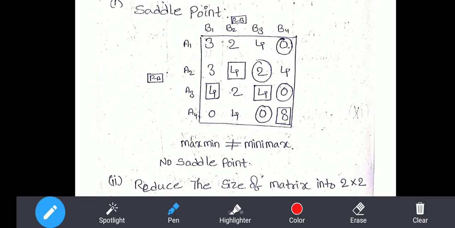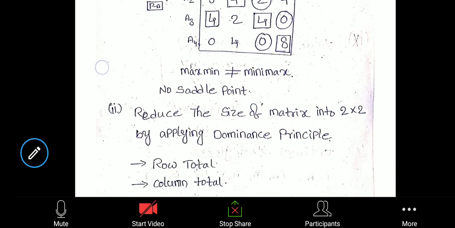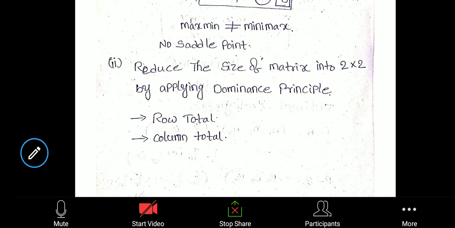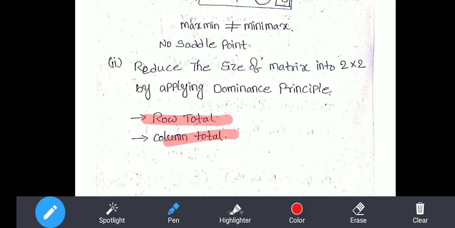In this, the saddle point is not obtained. Row wise minimum, column wise maximum we have identified. The maximin and minimax values are not equal, so there is no saddle point here. So we need to go for reducing the size of the matrix into 2 by 2. Why? Because it comes under the mixed strategy. So in this, the first step is row wise total, column wise total. We need to calculate that.